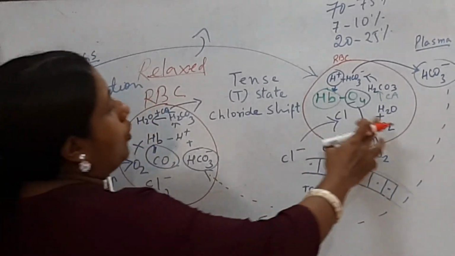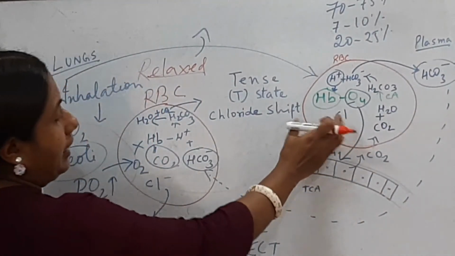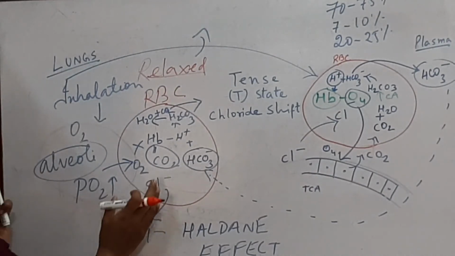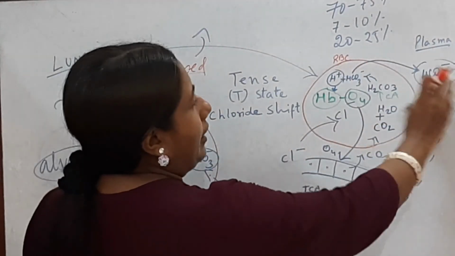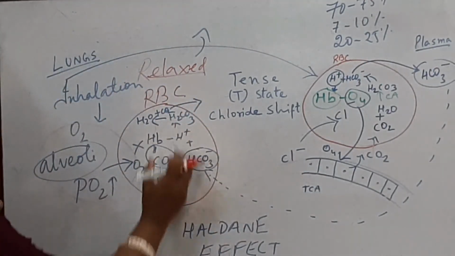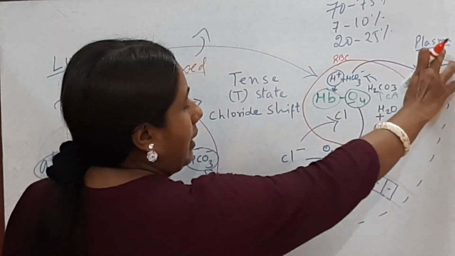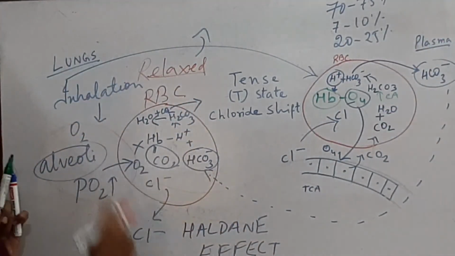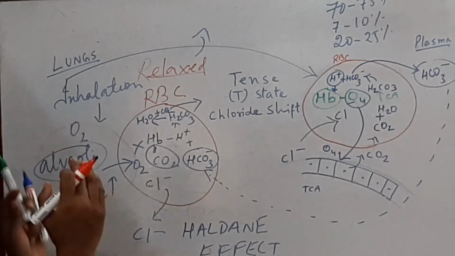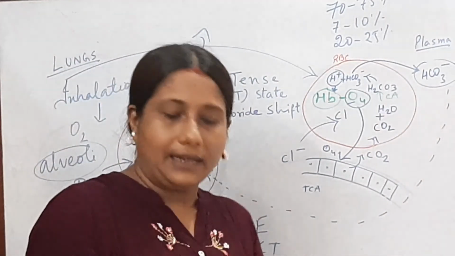So here in the Bohr effect, the chloride is moving in. Here in the Haldane effect, the chloride is moving out. Here the bicarbonate ion is moving out. Here the bicarbonate ion, which is diffused in the plasma, comes out to the plasma and enters the RBC. So this is all about the Bohr effect and the Haldane effect.